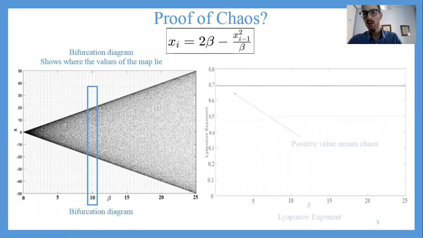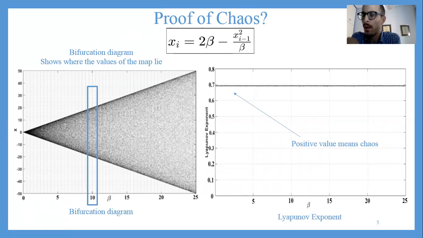The second tool is the Lyapunov exponent, a mathematical tool. Actually, what it tells us is whether the system trajectories diverge from each other or not.